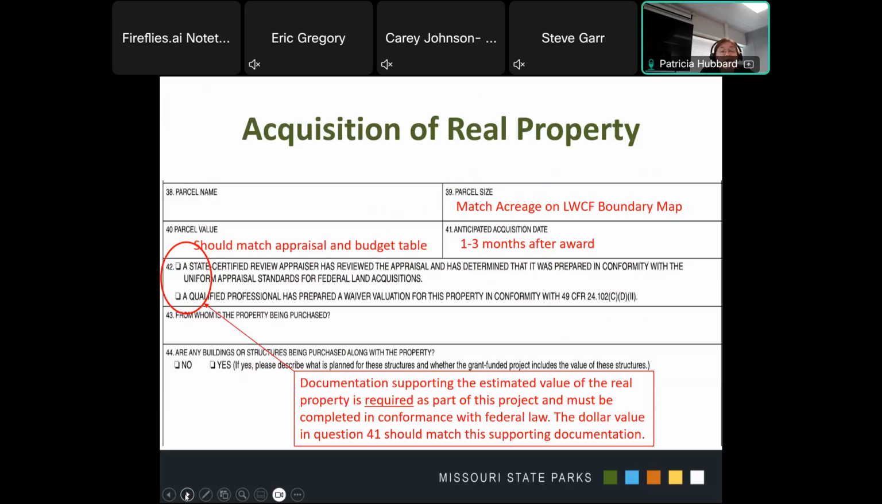And then question 43 asks you to indicate who the property is being purchased from, what is the name of the seller or the donor, and include their letter of intent to sell, donate, or lease the property as part of your supporting documentation. Question 44 asks if there are any buildings or structures being purchased along with the property. If there are, please describe what is planned for those structures and whether the grant-funded project includes the value of those structures.